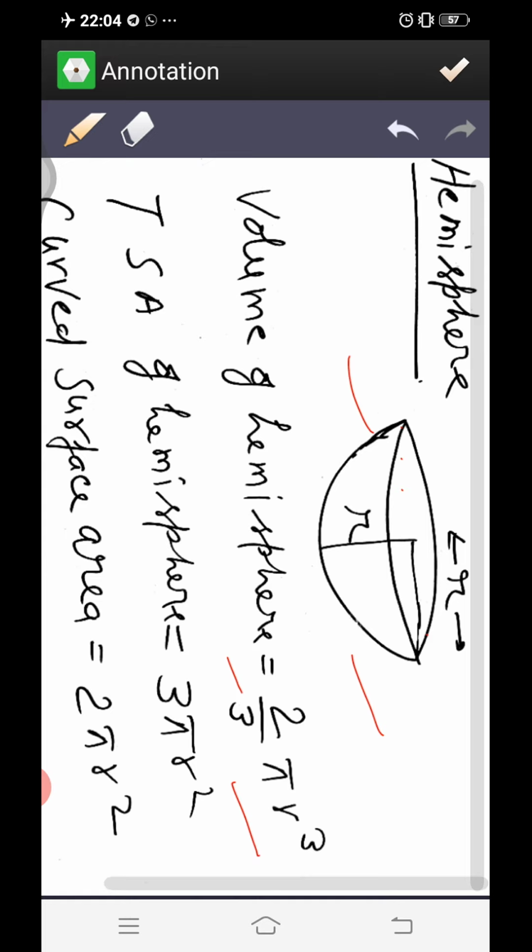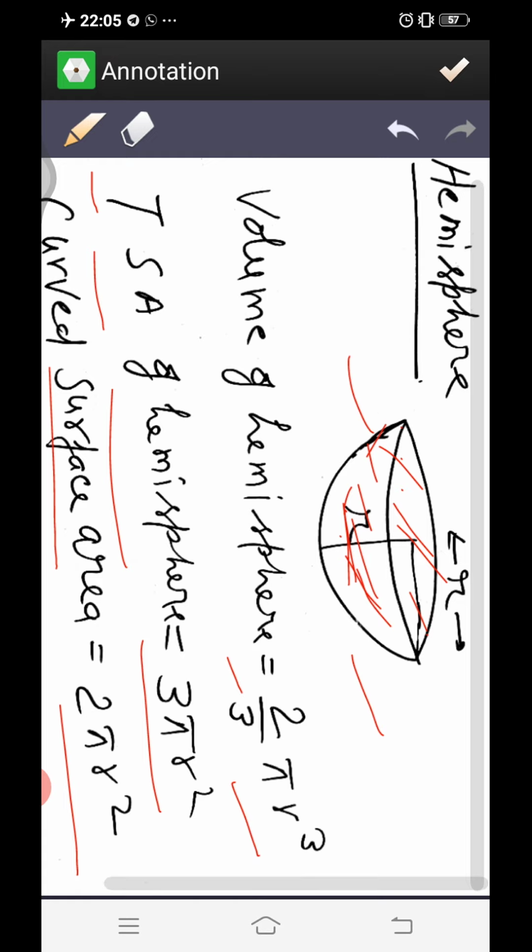Then the total surface area of a hemisphere. Here we will have two areas. One is this curved part, which will be half of the total, that will be 2 pi r square. That is called the curved surface area, 2 pi r square. And the total surface area will be this 2 pi r square part plus this one circular part. So that will be 2 pi r square plus pi r square. It will become 3 pi r square.